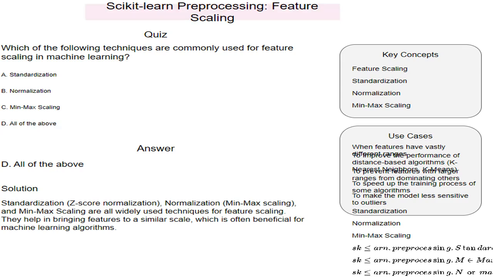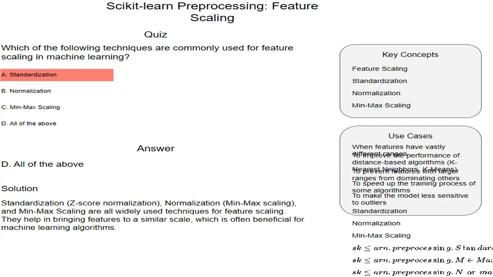Feature scaling. Feature scaling is a pre-processing technique used to transform features to a common scale. This is important in machine learning because many algorithms perform better when features are on a similar scale. This helps to prevent features with larger ranges from dominating others and can lead to faster training times and improved model performance.